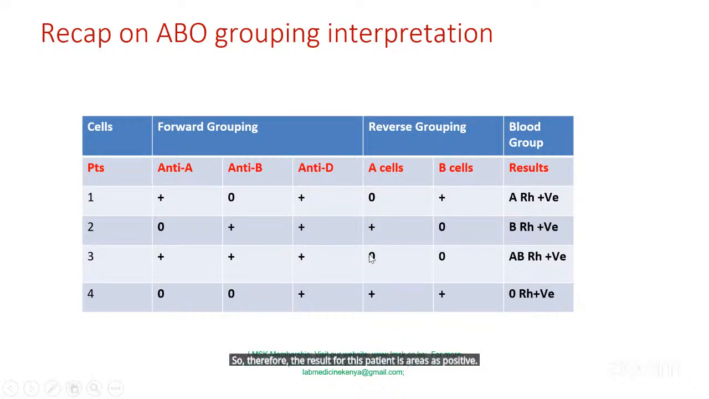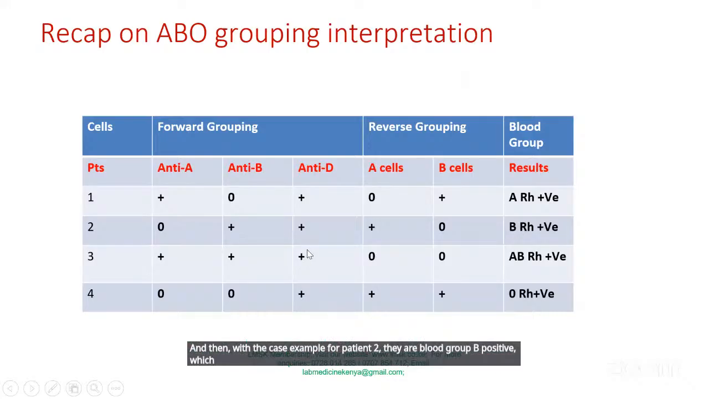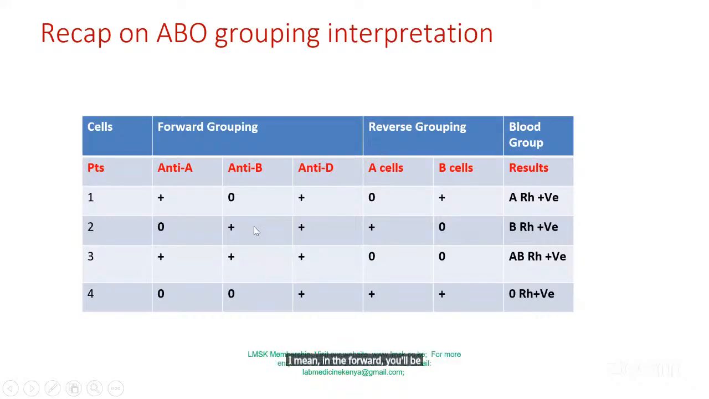And then with the case example for patient 2, they are blood group B positive, which means in the forward, you'll be seeing a reaction with anti-B.